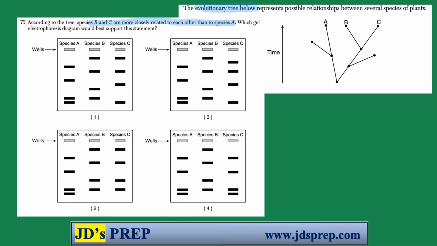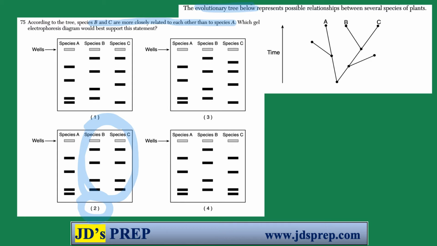We want to find a diagram where species B and C are similar and definitely more similar to each other than they are to species A. So which diagram here best supports that statement? There is one diagram where species B and species C are very similar on the gel electrophoresis and certainly more similar to each other than they are to species A. That is going to be our best answer.